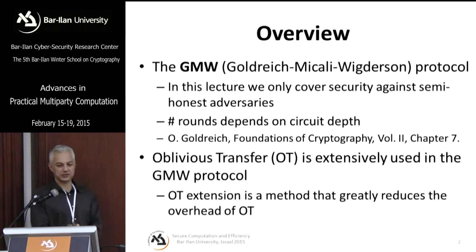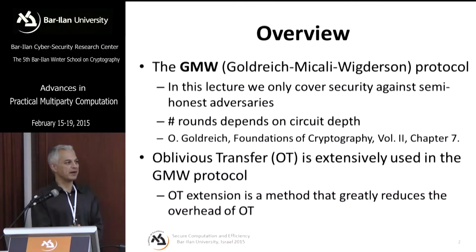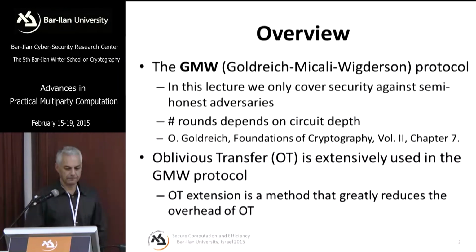The first is the GMW protocol, named after Goldreich, Micali and Wigderson. It's a multi-party protocol for more than two parties. The number of rounds depends on the depth of the circuit that we're computing. But it's a very nice protocol based heavily on oblivious transfer, and we're going to describe it here. We're going to only cover the case with security against semi-honest adversaries, not malicious adversaries. And the protocol is covered in Goldreich's book.